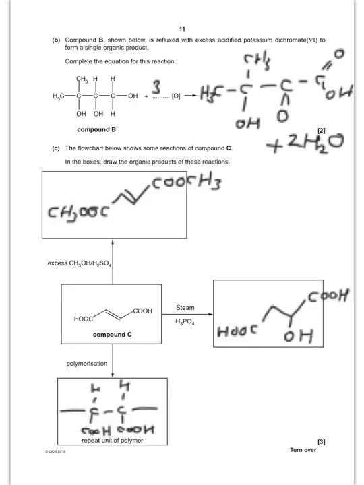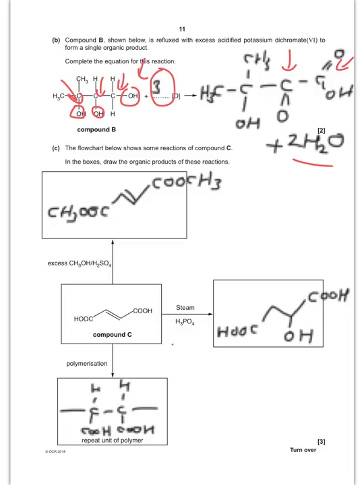So this is a bit of a cheeky question here. Notice you have got 3 alcohol groups here. This one is a primary, this is a secondary, and this is tertiary. The tertiary will not be oxidized. Secondaries go to ketones, which I've done here, and primary goes to carboxylic acid there. So I've got 3[O] there to make all the oxidations happen, and I also make 2H2O.